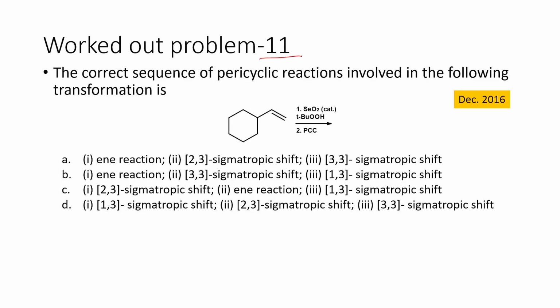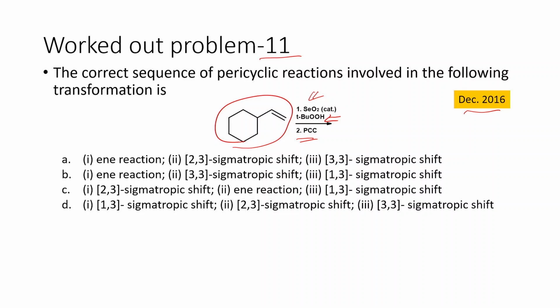So here, the correct sequence of pericyclic reactions involved in the following transformation is: we are given an alkene. The alkene is treated with selenium dioxide as a catalyst, and tertiary butyl hydroperoxide is also used in this reaction. And the next step is a PCC oxidation reaction. So this question was asked in December 2016.